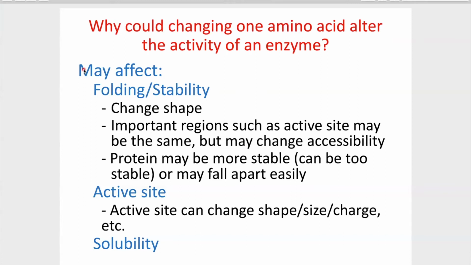Right? What about the active site? Like I mentioned earlier, the active site can change the shape, size, charge, etc. It can modify the entire enzyme, right? You can go from doing one type of reaction to potentially doing a different type of reaction, or a much slower form or a much faster form of that reaction. It can also affect solubility. And that is often the case when you're in a research lab, right?